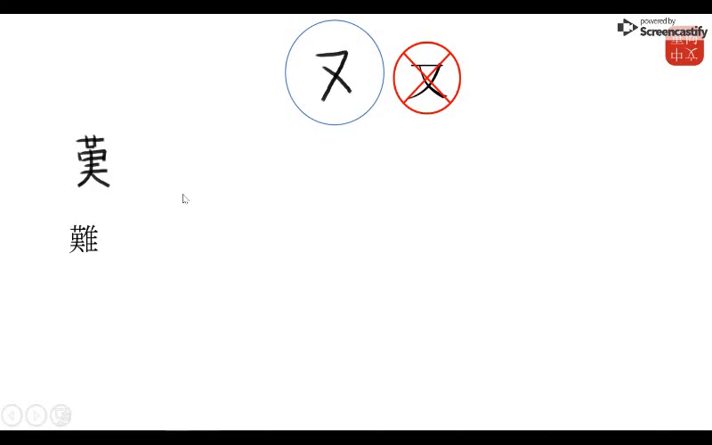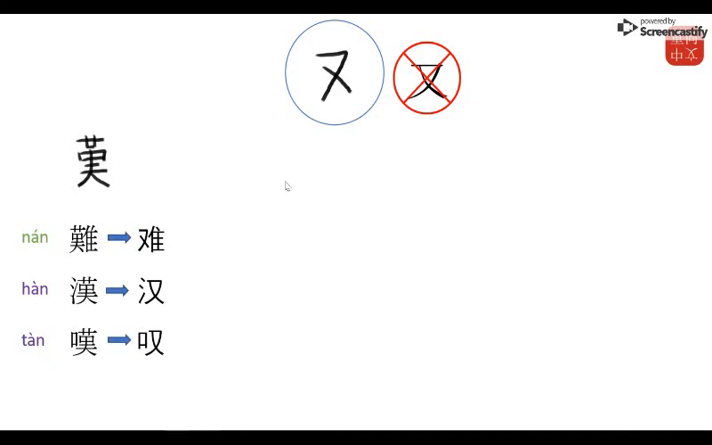So for example, we have this character element, which in the character 难, hard, has been replaced by this 又-like character. Okay, 汉, like 汉字, 叹, like 赛. Next, it has replaced this character element, 观.